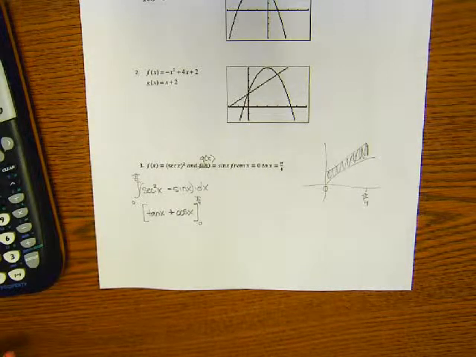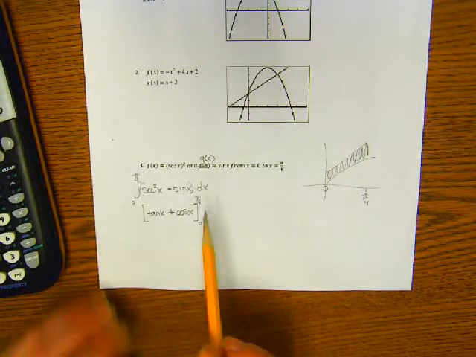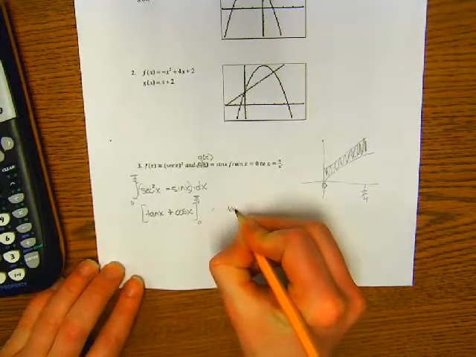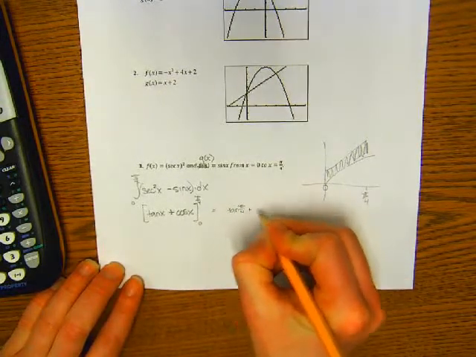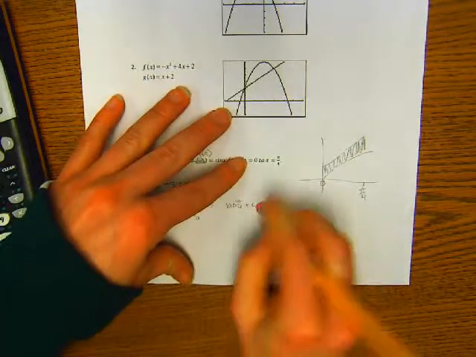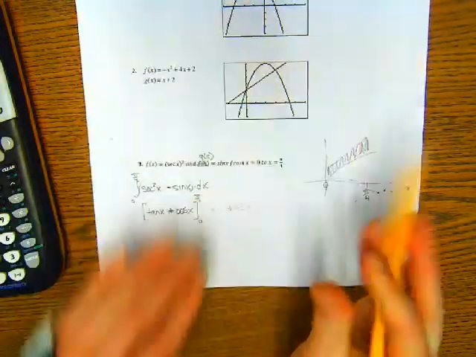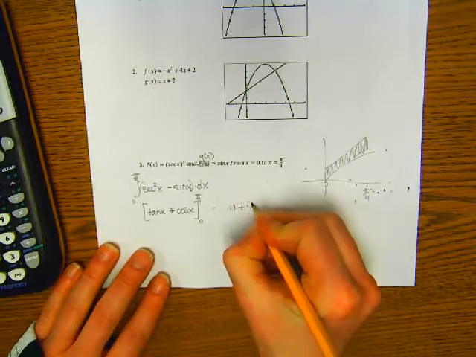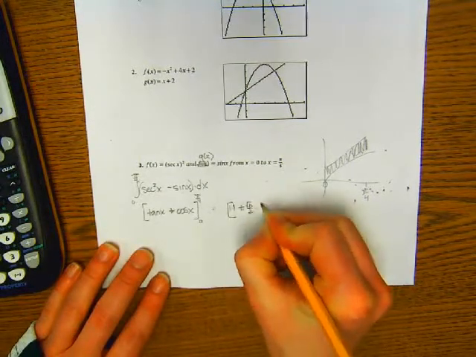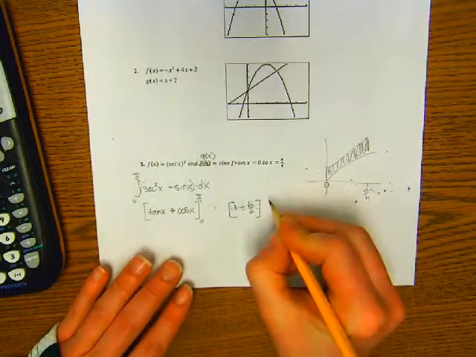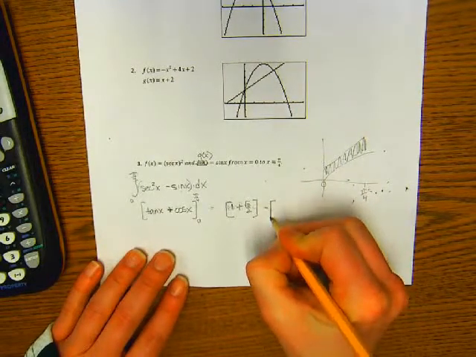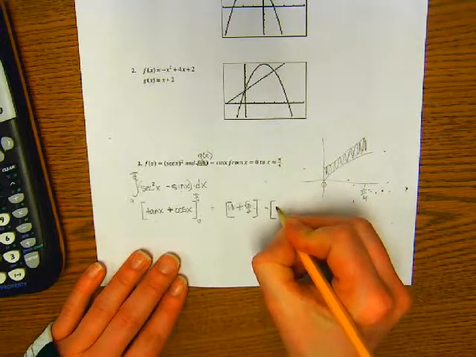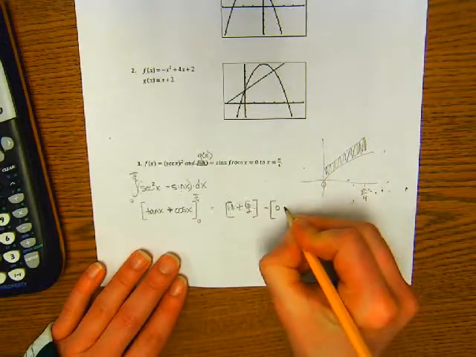So let's put it in. Tangent of pi fourths plus cosine of pi fourths. Okay, yeah, I can skip that step. Tangent of pi fourths is 1, right? What's the cosine at pi fourths? Look at you guys. Look at Andy. Alright, what's the tangent at 0? 0. What's the cosine at 0?